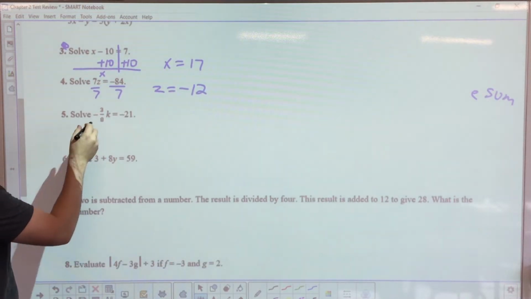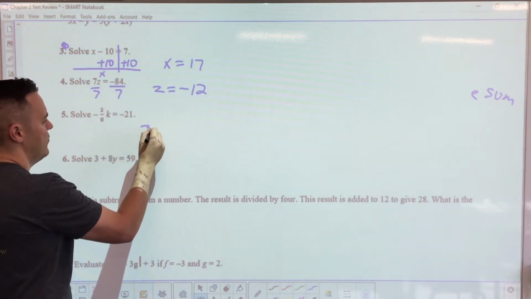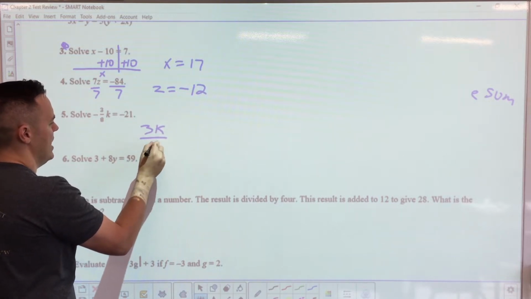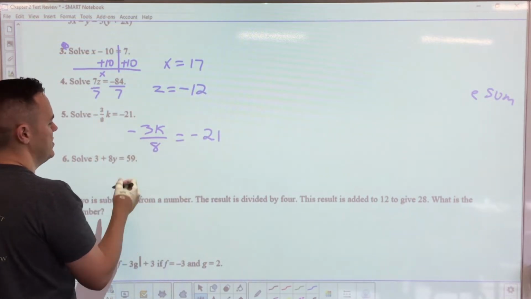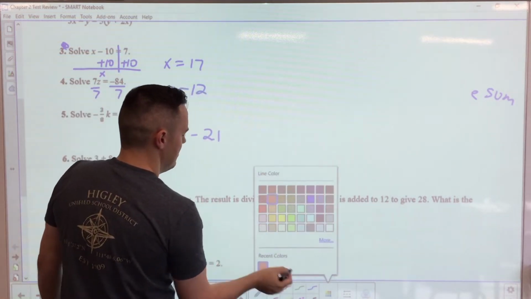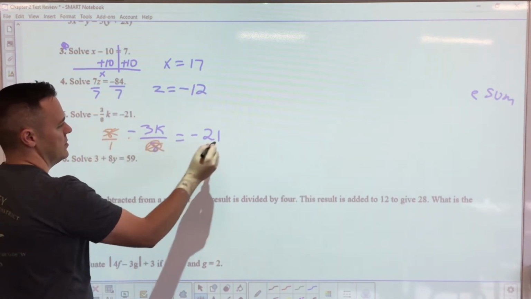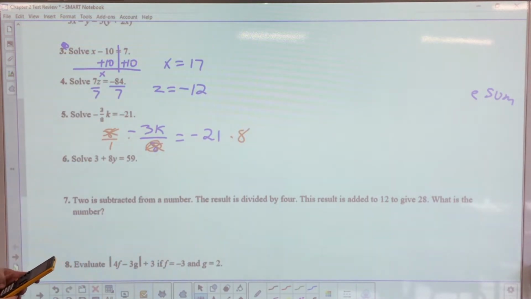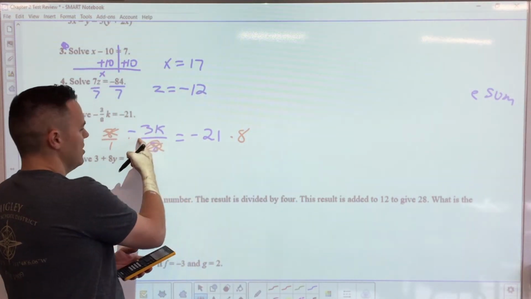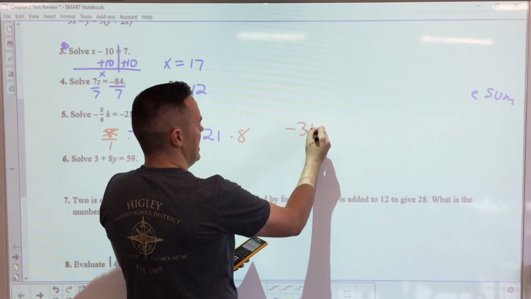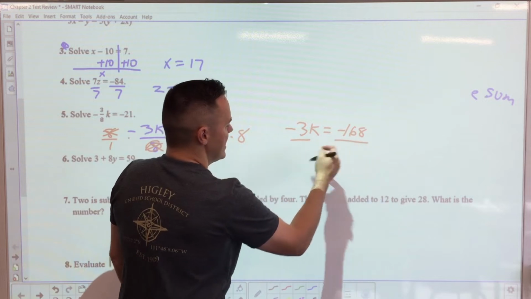Number 5, two ways to do it. I'll do it the way that you guys are used to. So remember, this is actually negative 3k over 8, and it's going to equal negative 21. So the first step would be to multiply both sides by 8. Multiply by the denominator to get rid of this. Then you have negative 21 times 8, and that is negative 168. So it's negative 3k equals negative 168. Now, next step is to divide.